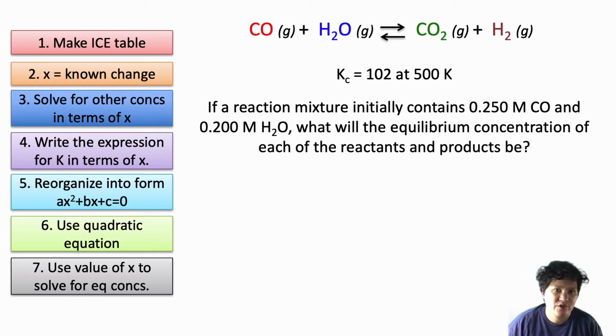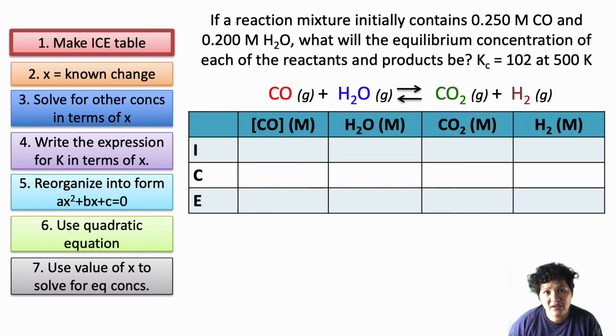This is a reaction in which we have carbon monoxide reacting with water in the gaseous state to give carbon dioxide and hydrogen gas. We have a reaction mixture of 0.250 molar carbon monoxide and 0.200 molar water, and we want to know what the equilibrium concentration of all the reactants and products will be. So we're going to start out by making our ICE table showing all the reactants and the products, and then we're going to put in the known concentrations.